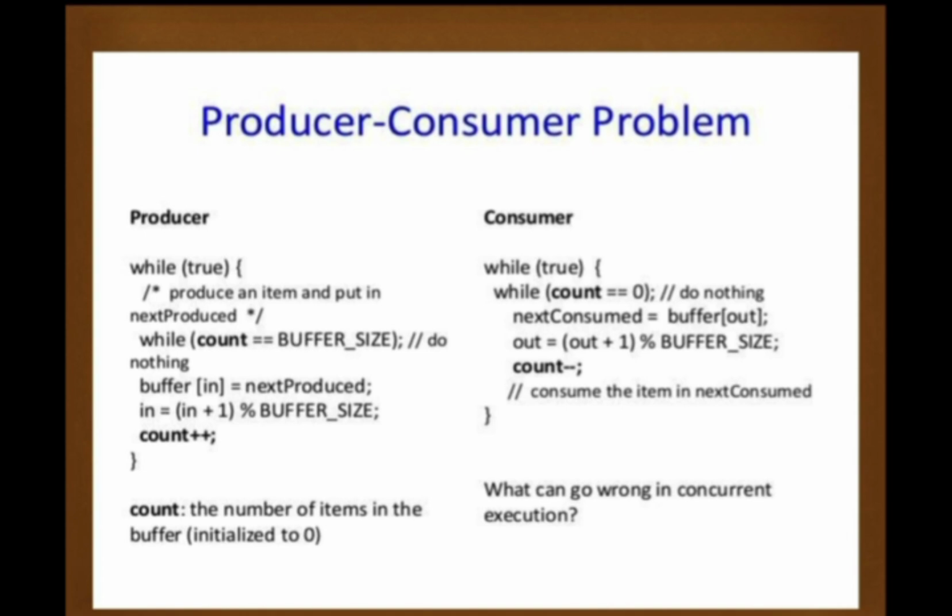On the right side is the consumer code. It checks if the count is 0, meaning the buffer is empty, and so it waits. Otherwise, it picks up an item from the buffer and decreases the count. Now, here comes an interesting question. What can go wrong if both these processes run at the exact same time? So think about it for once.